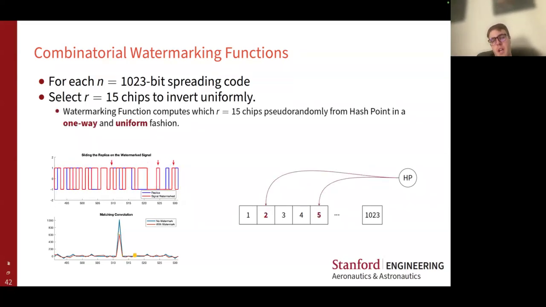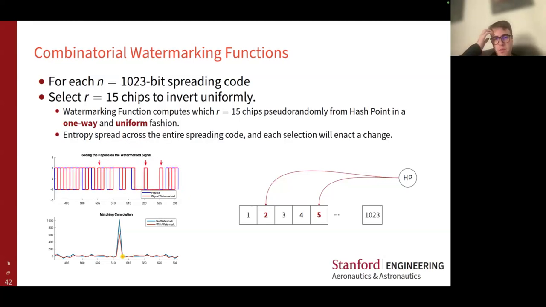The watermarking function in my work, I specifically spell out with two algorithms. The point of those functions is to provide a one-way and uniform watermarking function. So we're going to take our 1023 bits and select among them uniformly, say 2 and 5, and then others. We have to make sure that it's uniform, so we don't want a biased watermark, and we want to make sure that it's one-way. What that means is, if I observe 2 and 5, what information does it tell me about other secrets in the cryptography structure? The paper goes into details on what one-way and uniform mean and how the function satisfies those properties.